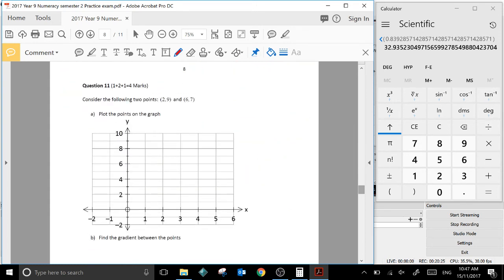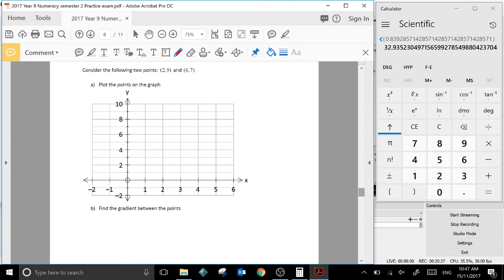Consider these 2 points. Plot them on a graph. We can put 2, 9 up here, and we can put 6, 7 out there. So 2, 9, the x value is 2, the y value is 9. And for 6, 7, the x value is 6, and the y value is 7. And we're going to find the gradient between these 2 points. So that means the gradient of that line.